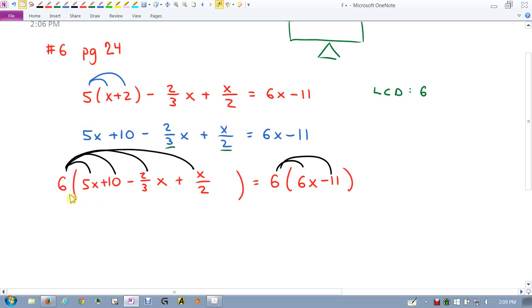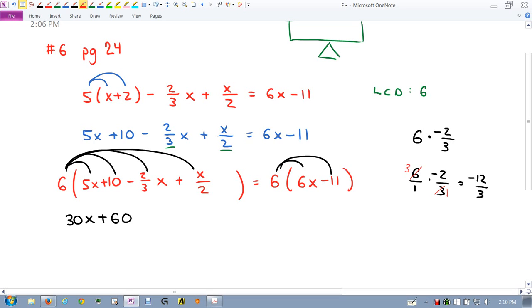So what is 6 times 5x? 30x. 6 times positive 10, 60. All right, what's 6 times negative 2/3? So 6 times negative 2/3 is the same as 6 over 1 times negative 2/3. Multiply straight across, negative 12 over 3 is negative 4. Okay, and always keep in mind that you don't have to do it that way. You can reduce out, however you want to do it.